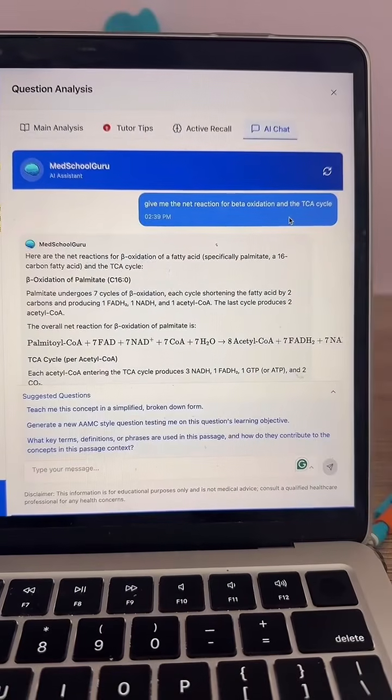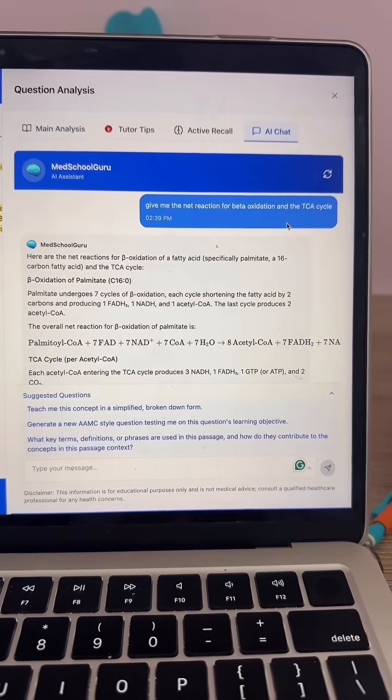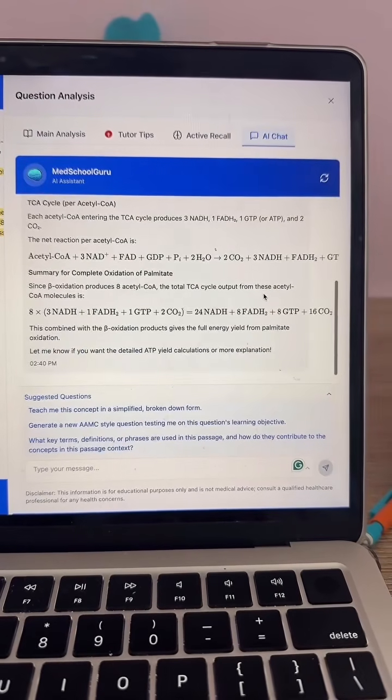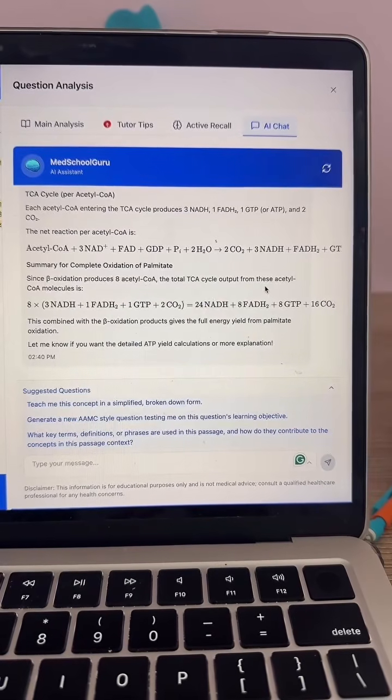Something that helped me understand these types of problems a lot better is asking our AI chat to sum up the net reactions of these metabolic pathways. We can clearly see all the substrates and the products, and we can organize in our head what would happen if we were to either activate or inhibit any pathway.